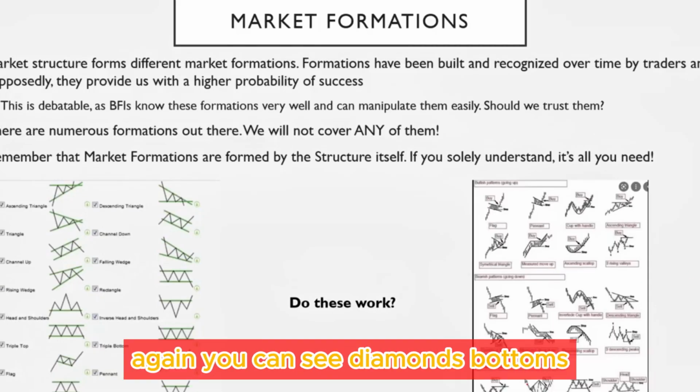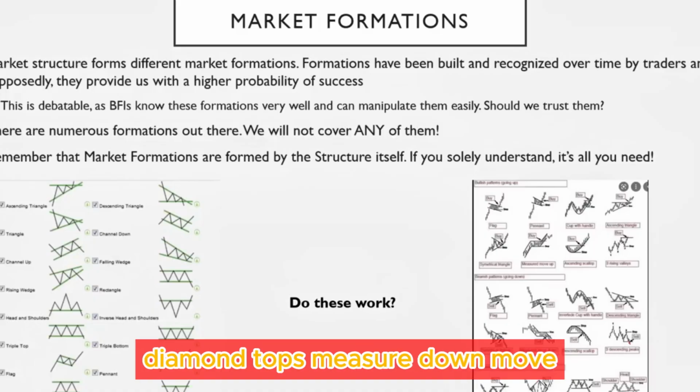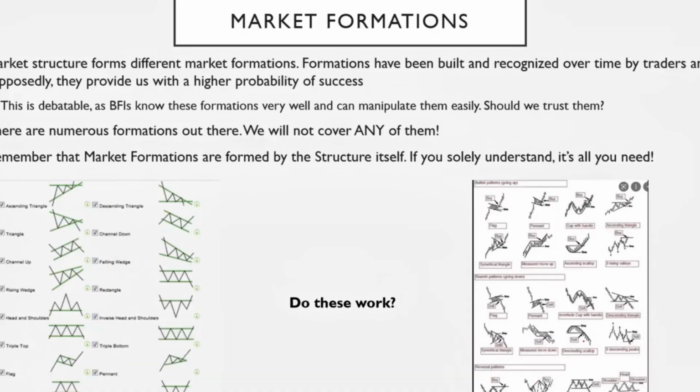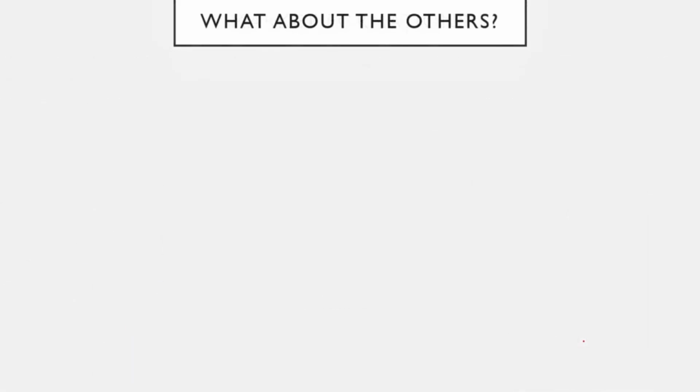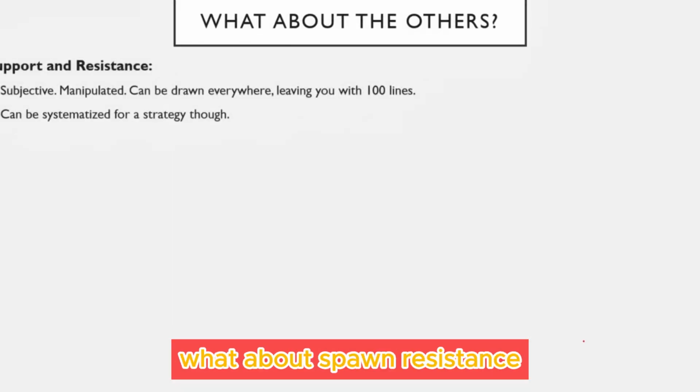Again, you can see diamond bottoms, diamond tops, measured down move. Not really. The key is within market structure, okay? So we're not going to be covering those. There are some other things you might ask me about. What about support and resistance?